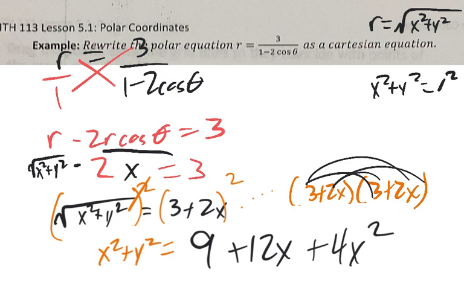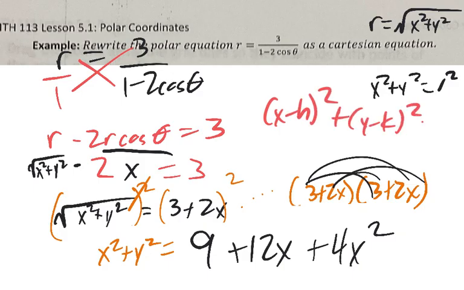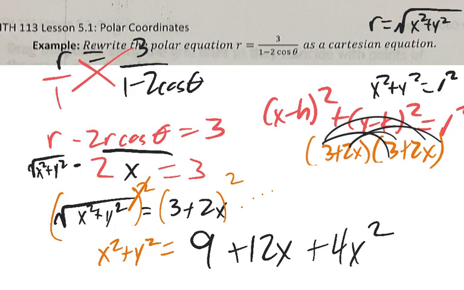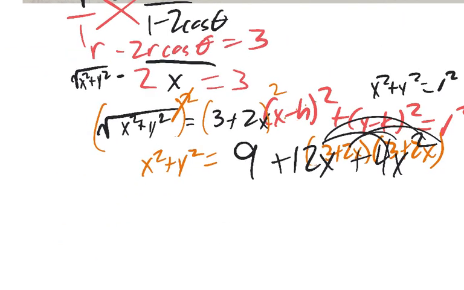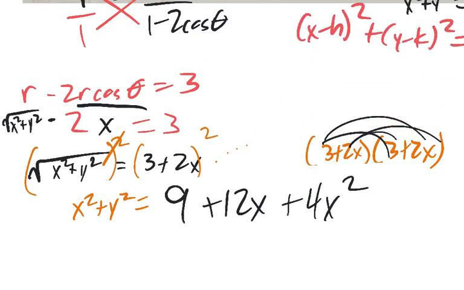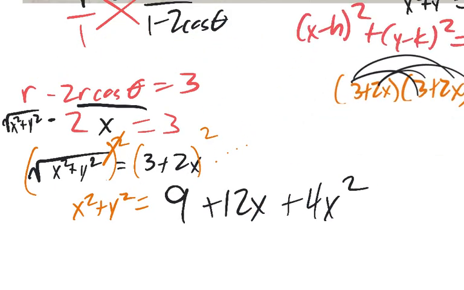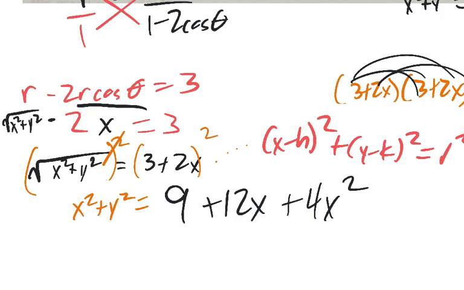So from here, I got x squareds and y squareds. We've been graphing circles, which means I want to turn this into an equation of a circle. Do you remember what that form looked like? It was x minus h squared plus y minus k squared equals r squared. So I'm going to take this and make it look like that. Okay? You follow what I'm saying?